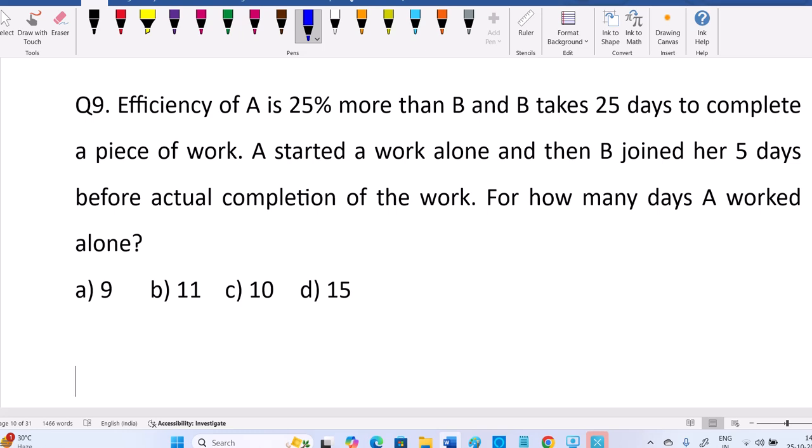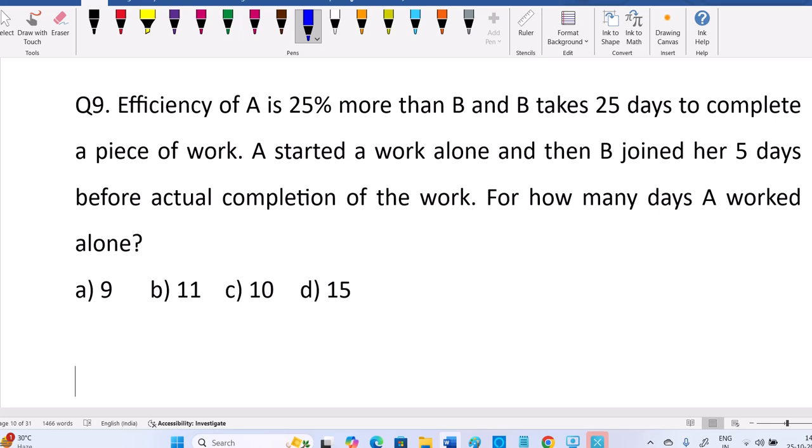Efficiency of A is 25% more than B, and B takes 25 days to complete the work. B takes 25 days, will A take less than 25 or more than 25? A's efficiency is more, then time taken will be less. They could give directly that A completes the work in 20 days, B in 25 days. But in the first line they gave some extra point.